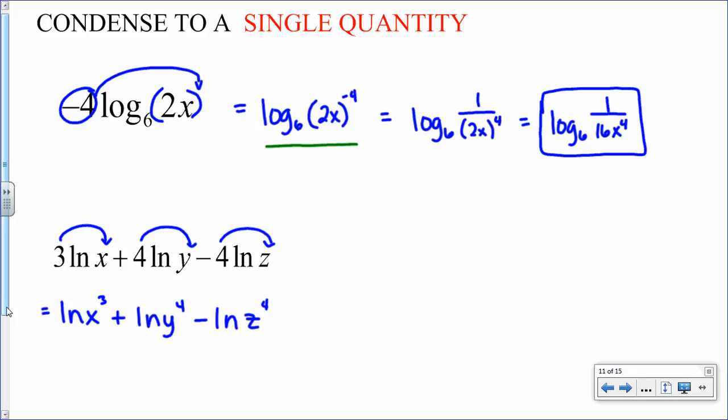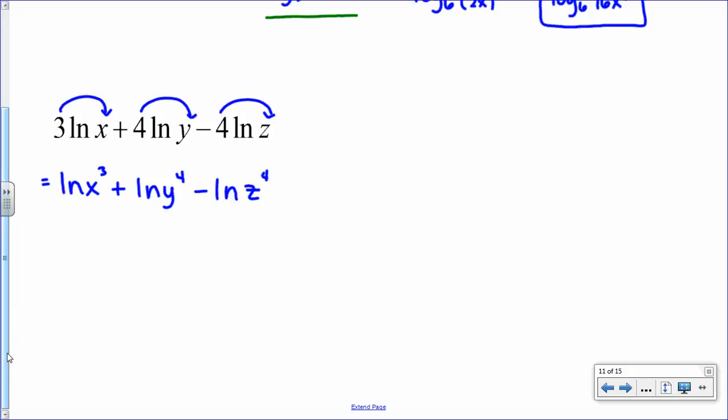Okay, now I can condense them. So I want to condense and I want to have just one term. So one natural log.